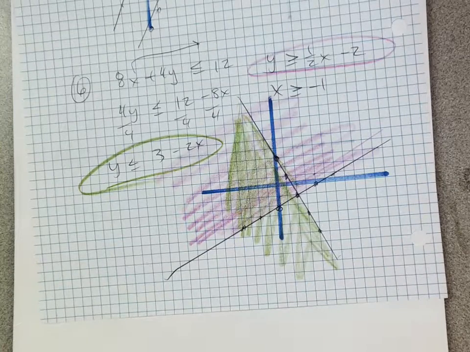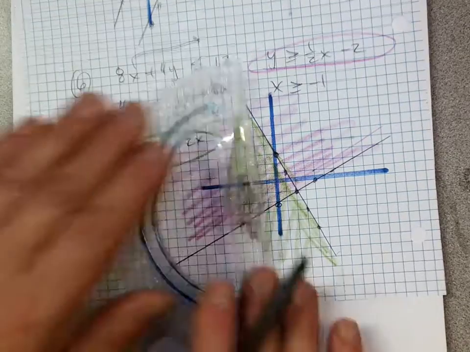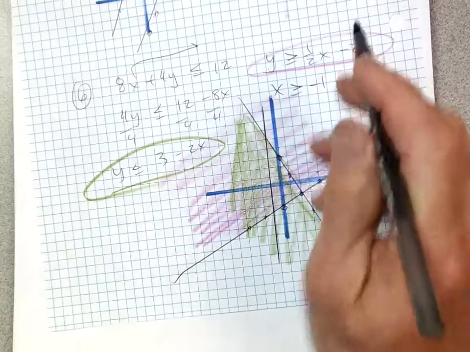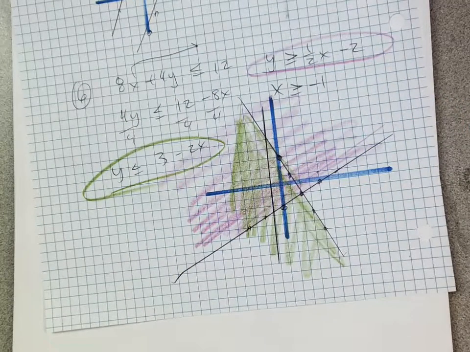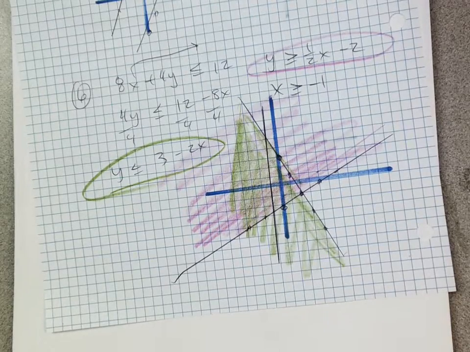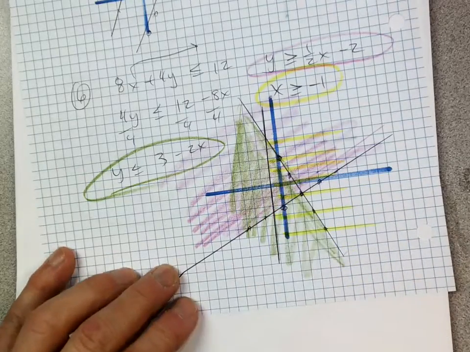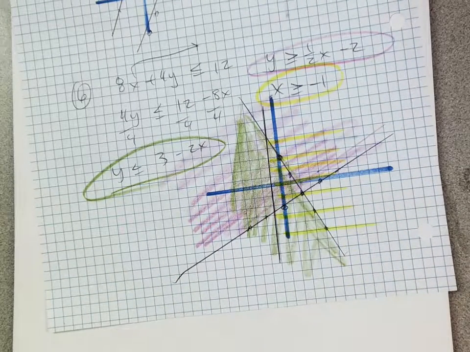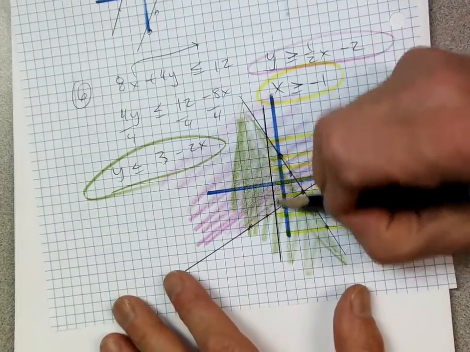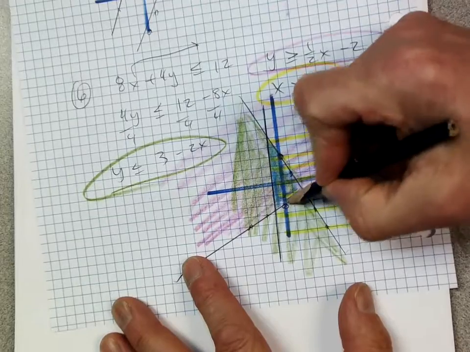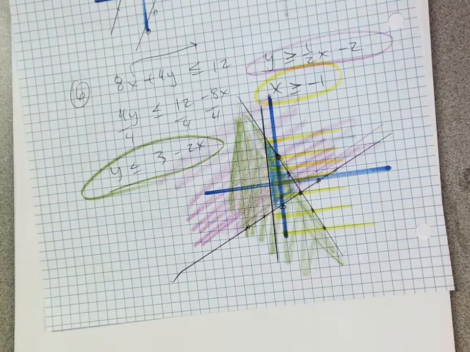And then the last one, x is greater than negative 1, I'm just going to do this at negative 1, straight up and down. I'll do that one in yellow. Let's see, do I have a yellow one around here? I do. Do this one in yellow, so it shades that way. So where do they all overlap? In this region right in here, in that triangle, okay? Everybody see that triangle? And that's my solution.